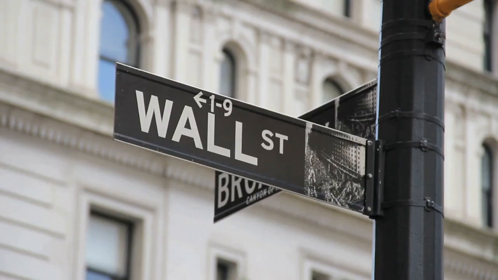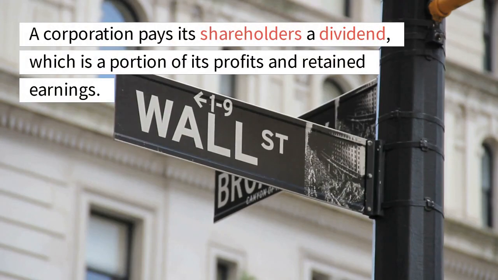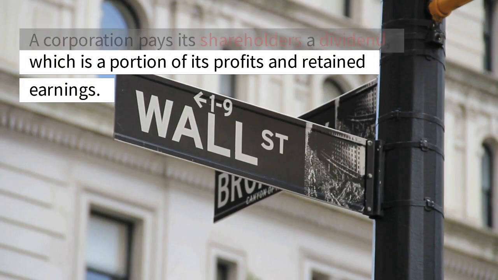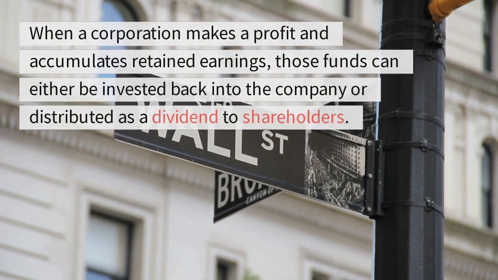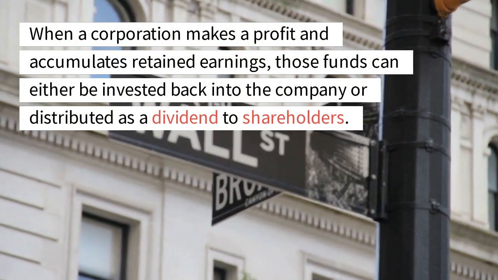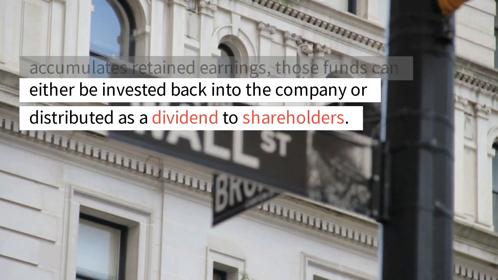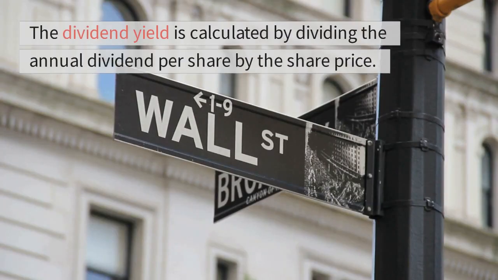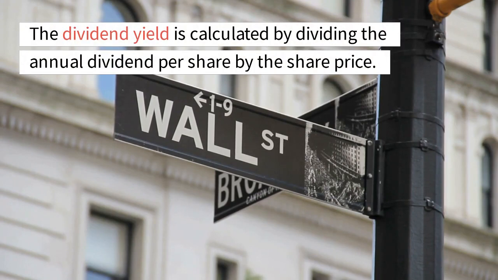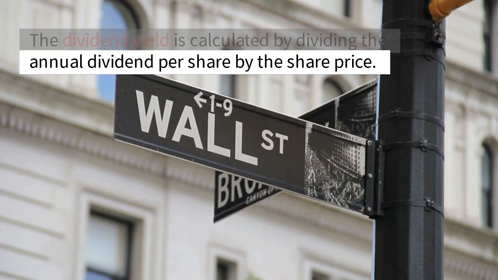How do dividends work? A corporation pays its shareholders a dividend, which is a portion of its profits and retained earnings. When a corporation makes a profit and accumulates retained earnings, those funds can either be invested back into the company or distributed as a dividend to shareholders. The dividend yield is calculated by dividing the annual dividend per share by the share price.